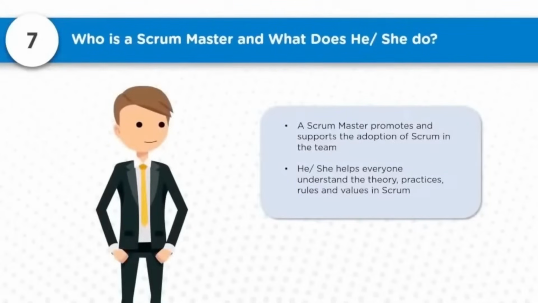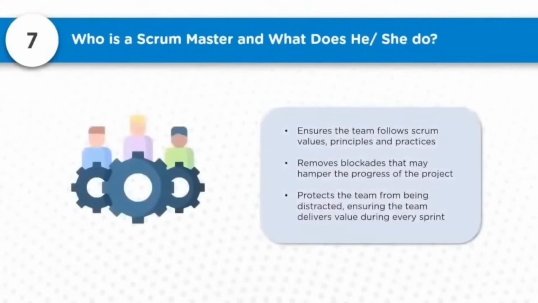So next question, who is the Scrum Master and what does he or she do? A Scrum Master promotes and supports the adoption of Scrum in the team. The Scrum Master helps everyone to understand the theory, practices, rules and values in Scrum. So the Scrum Master is playing the role of facilitation and enablement, right? The Scrum Master ensures the team follows Scrum values, principles and practices, removes blockages that may hamper the progress of the project, and protects the team from being distracted, ensuring the team delivers value during every sprint.